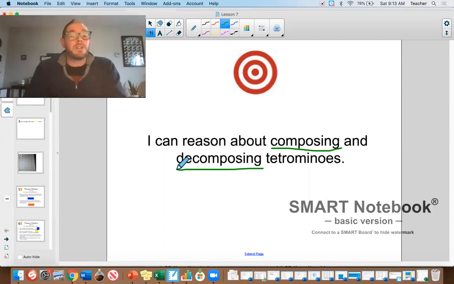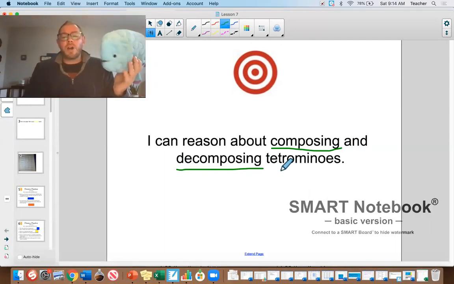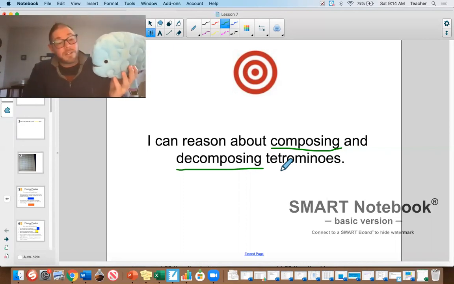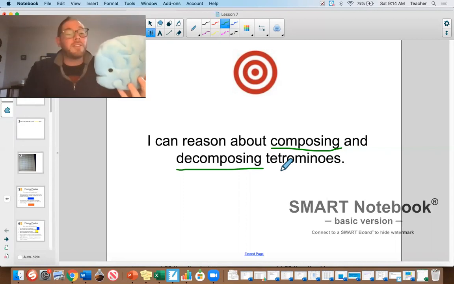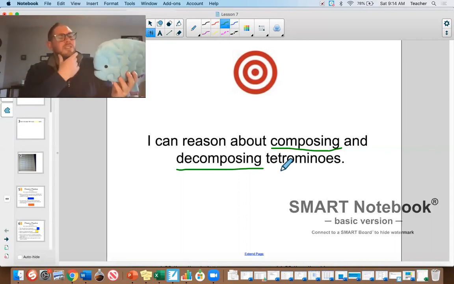So today we're going to be moving some things around, and we've been learning about shapes, especially polygons and quadrilaterals. So we're going to be putting them together and taking them apart and seeing what we make. And there's one more word here. What word is that, Brain? Tetrominoes. Well done, Brain.